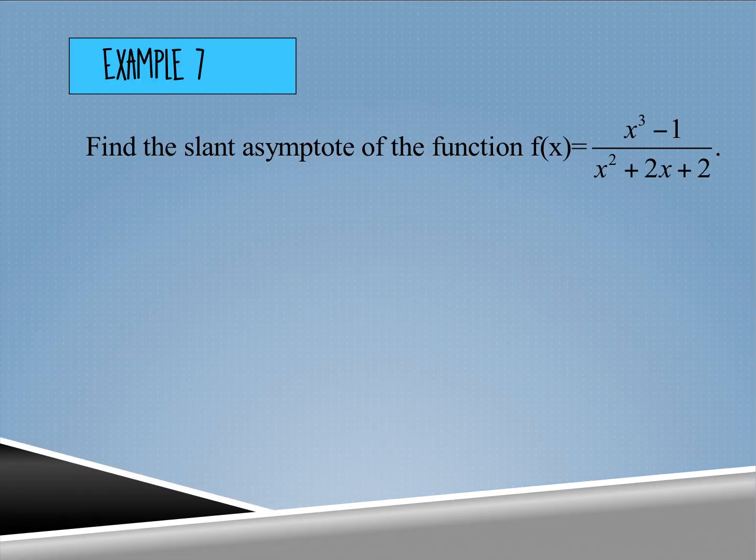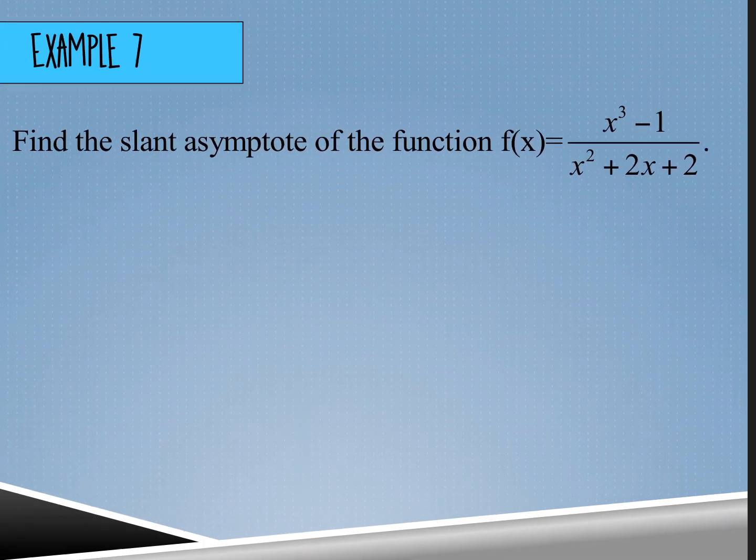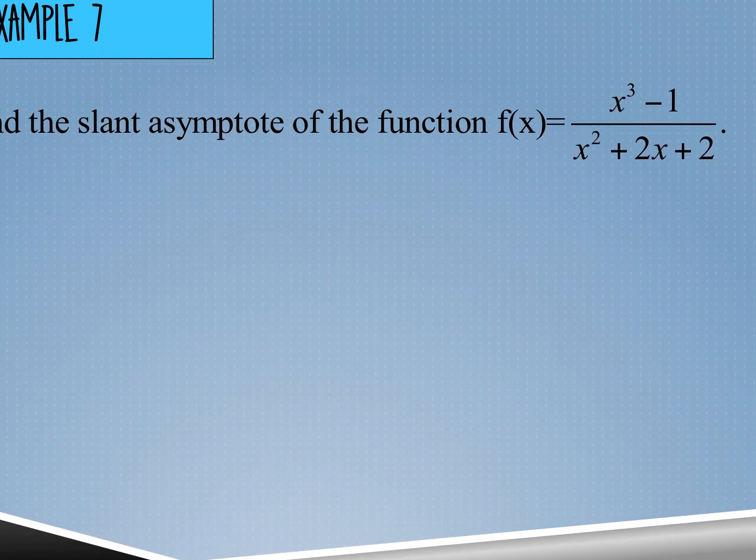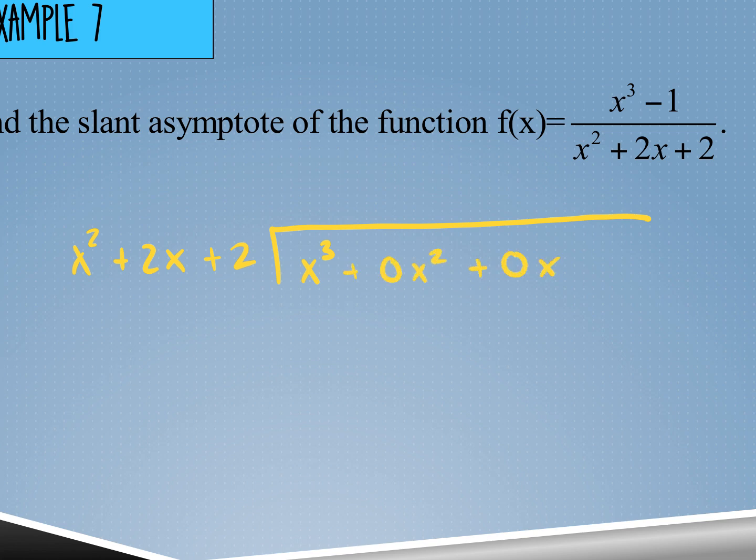All right, example 7. What's going to go on the outside? X squared plus 2x plus 2. What goes on the inside? X cubed, but what am I missing? So I have to include a 0x squared plus 0x minus 1. So don't forget, when you're dividing for long division or synthetic division, you need those missing terms. So we just put zeros in their place.